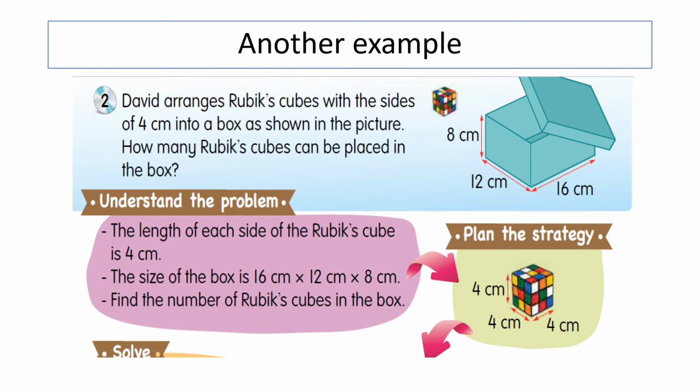Next questions, next example. David arranged Rubik cubes. Rubik cube is something that you can change the color according to the same color. With the sides of 4 cm into a box as shown in the picture. David susun Rubik ni, dia nak masuk dalam the big box. The big box. So how many Rubik cubes can be placed in the box? Berapa banyak ni comel ni boleh masuk dalam the big box?